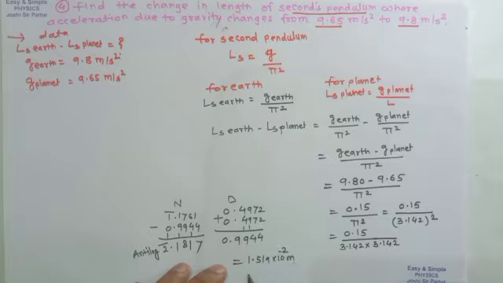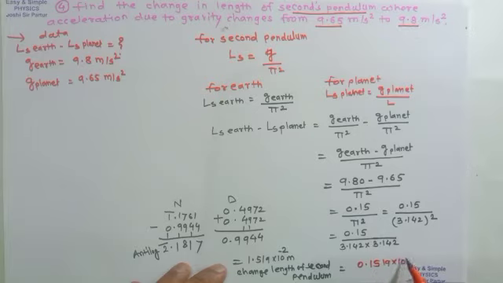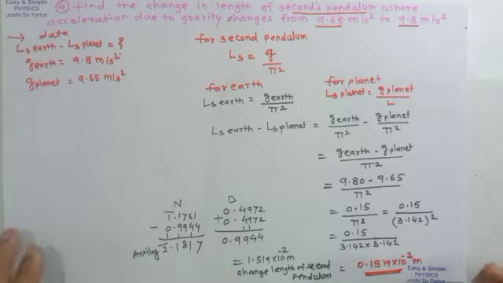So change in length of second pendulum is 1.519 into 10 raised to minus 2 meter, will be the answer for given example.